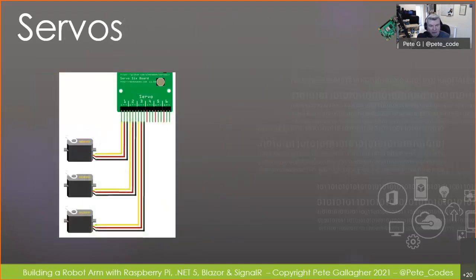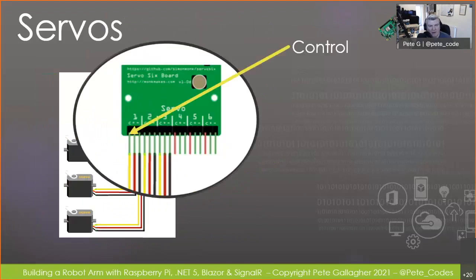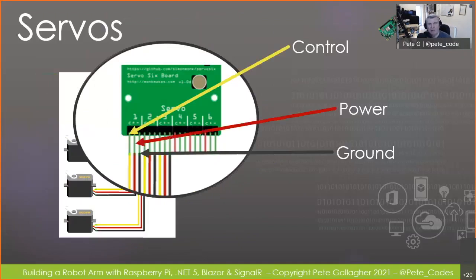Then on the other side of the Servo 6 board, we connect our servos. And this far left pin, it's going to be either yellow or orange on the servo, and that's the control pin. That's kind of the most important pin. And that's the one that we're going to use to move the servo around. And then we have the power and the ground. The ground is either going to be black or brown, it just depends on which servo you buy.